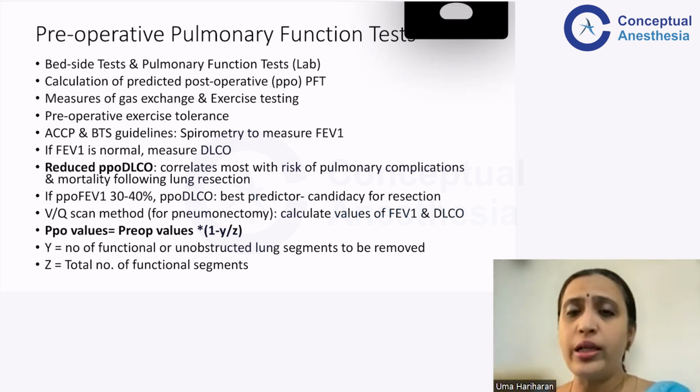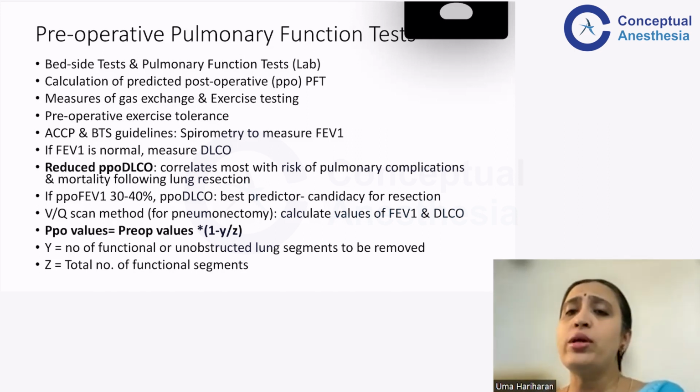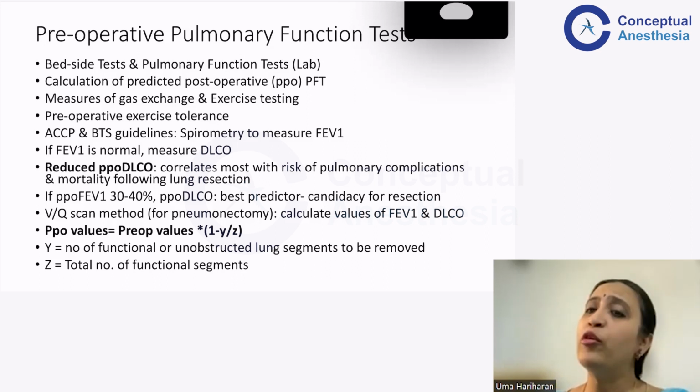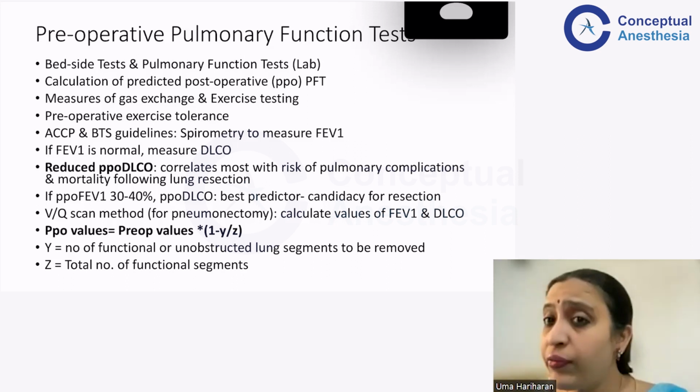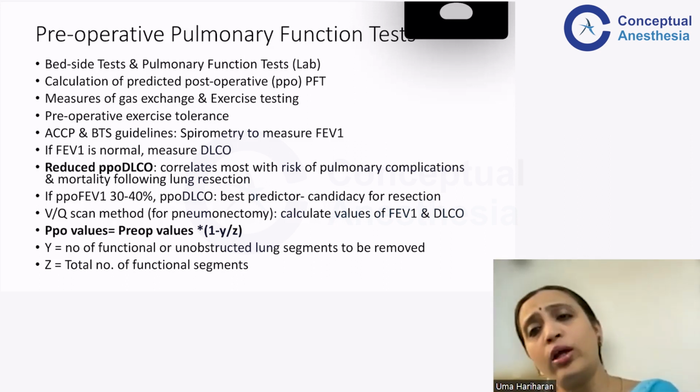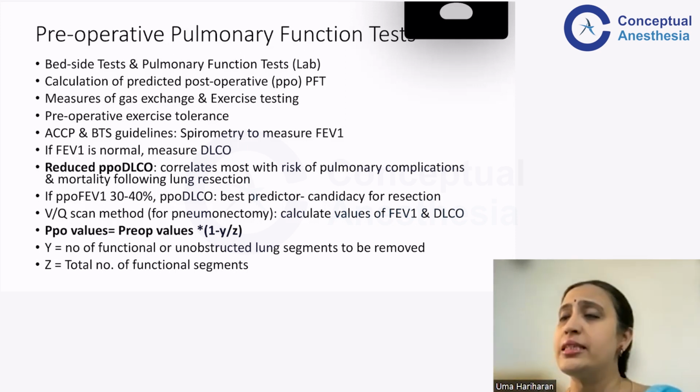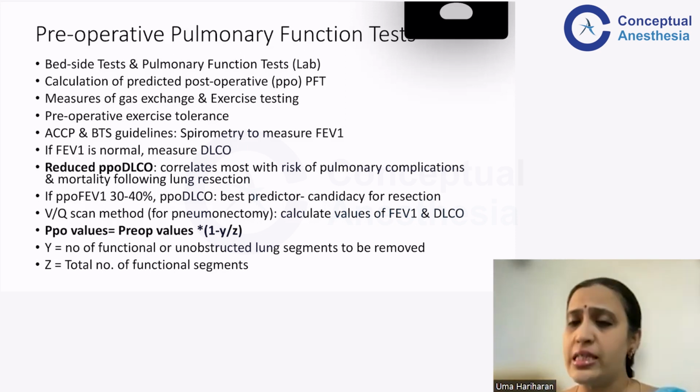Preoperative exercise tolerance. As per the British Thoracic Society guidelines, you also need to do a spirometry to measure the FEV1 before any lung resection. If FEV1 is normal, then you can also measure the diffusing capacity as DLCO, carbon monoxide. So reduced post-operative DLCO correlates with the risk of post-operative pulmonary complications and mortality.